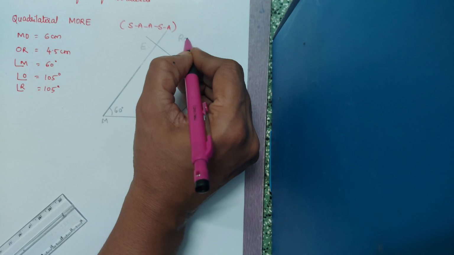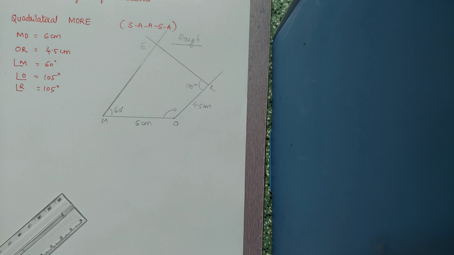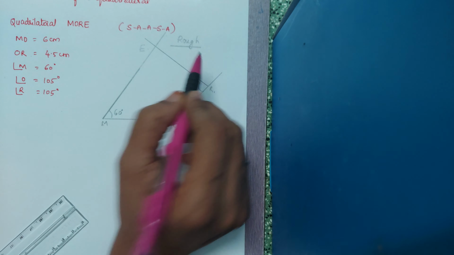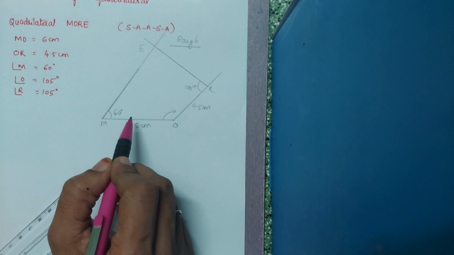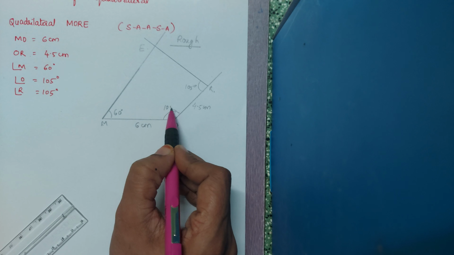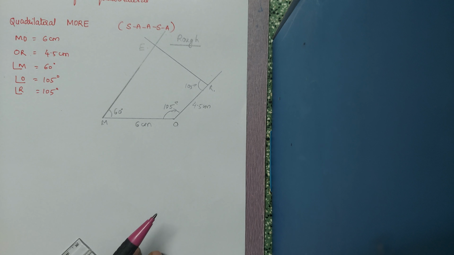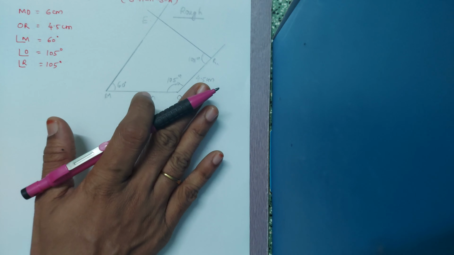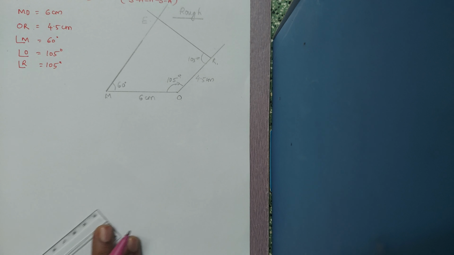So the first step in constructing a quadrilateral is to draw the rough diagram. Rough diagram carries marks in your paper. And more importantly, the rough diagram will help us to construct the actual quadrilateral. Seeing this, we are going to construct the quadrilateral.